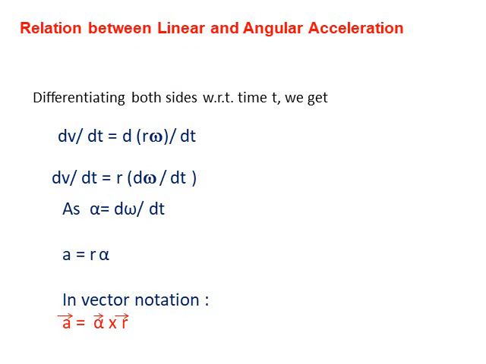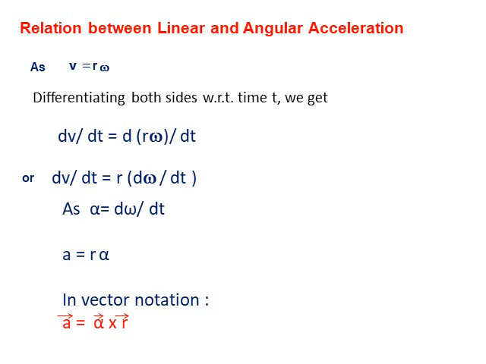Now let's find the relation between linear and angular acceleration. As v is equal to r omega, differentiating both sides with respect to time, we get dv by dt equal to the differentiation of r omega with respect to dt, or dv by dt equal to r into d omega by dt. As r is constant, d omega by dt is alpha and dv by dt is a, so you get a is equal to r alpha.